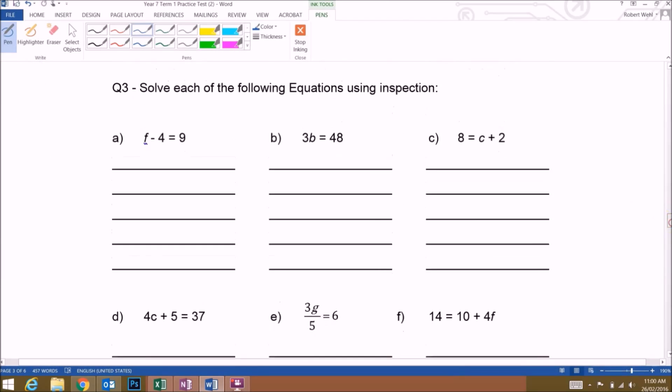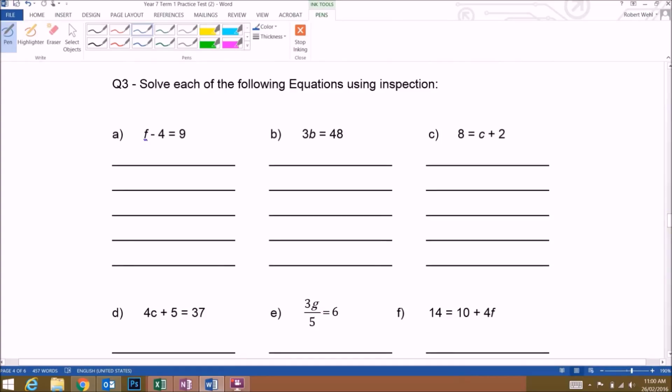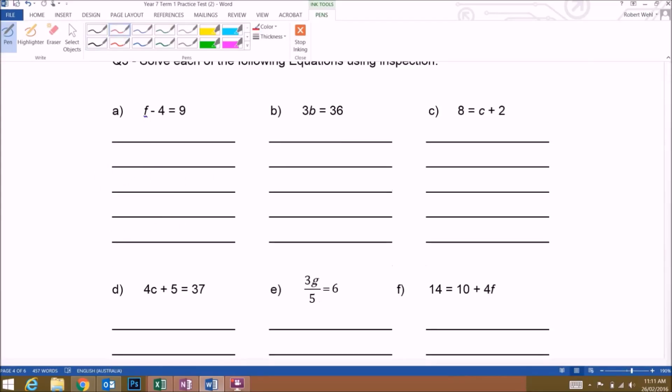Alright, so solve each of these following equations using inspection. So if you struggle with these, you can rewrite them. Let's guess and check. So something minus 4 equals 9. So I'm going to guess 13. 13 take away 4 is 9, so my answer is F equals 13.